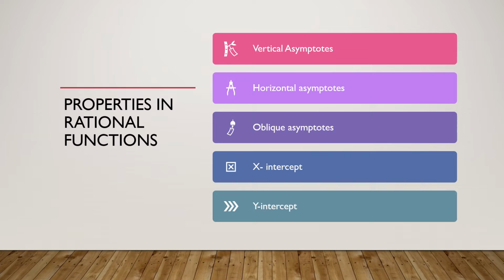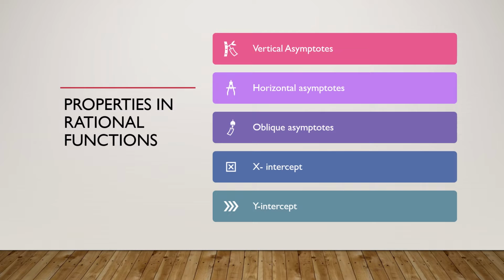Properties of rational functions. Vertical asymptotes are vertical lines which correspond to the zeros of the denominator of a rational function. Horizontal asymptotes are horizontal lines that the graph of the function approaches as x tends to either positive or negative infinity.